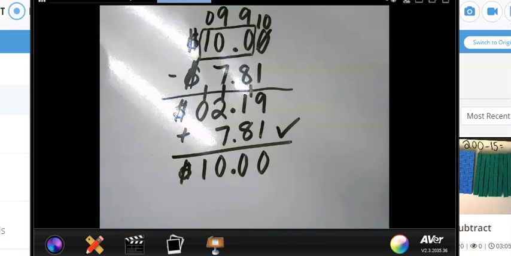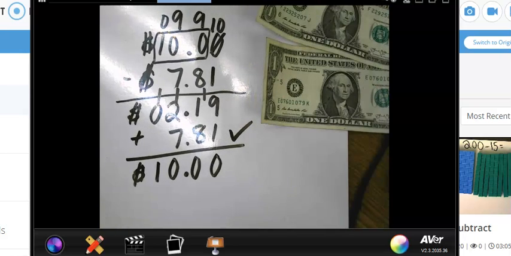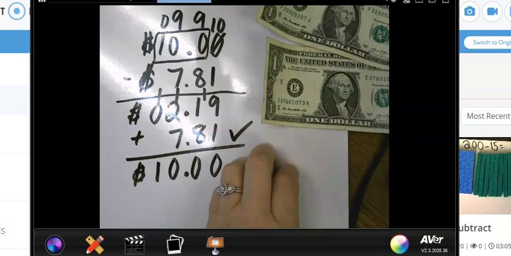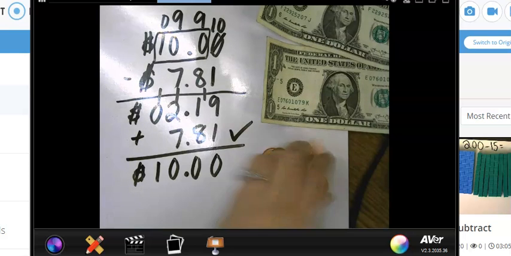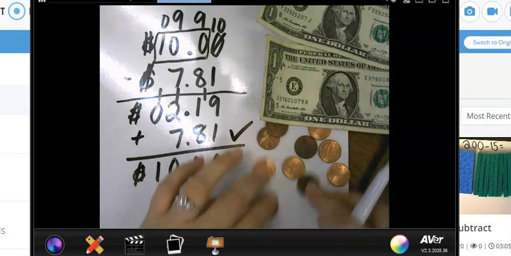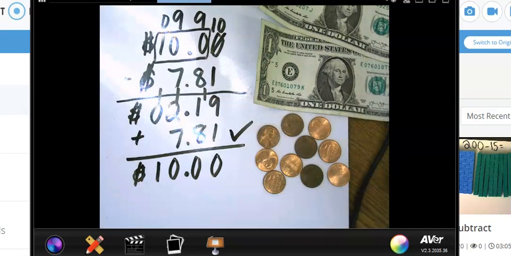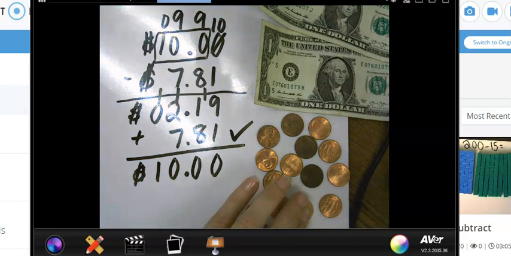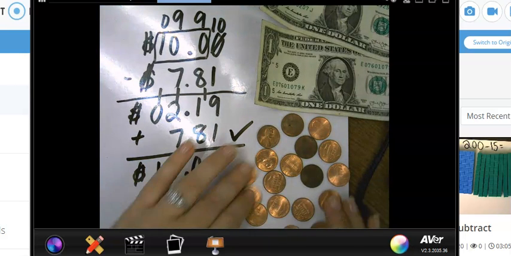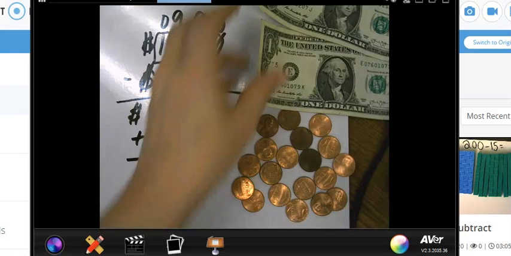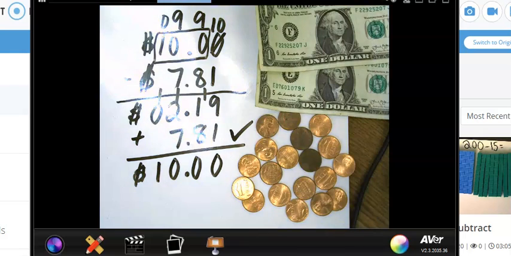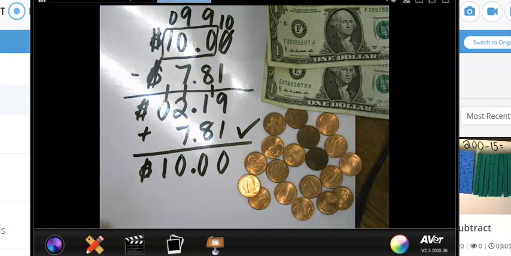Okay, so let's talk about this $2.19 that she's going to give me back. She hands me back $2 bills, and then she gives me 19 pennies. That's 19 hundredths, because it takes 100 of these pennies to equal a dollar. So I have 19 pennies here and my $2. But I tell her, can I possibly get a dime instead of all these pennies? I don't want my wallet to be that full and that heavy.